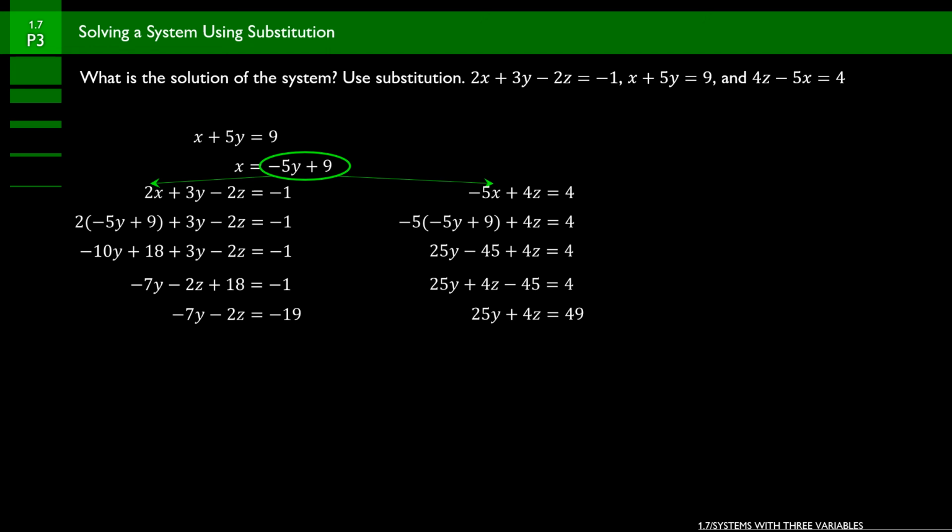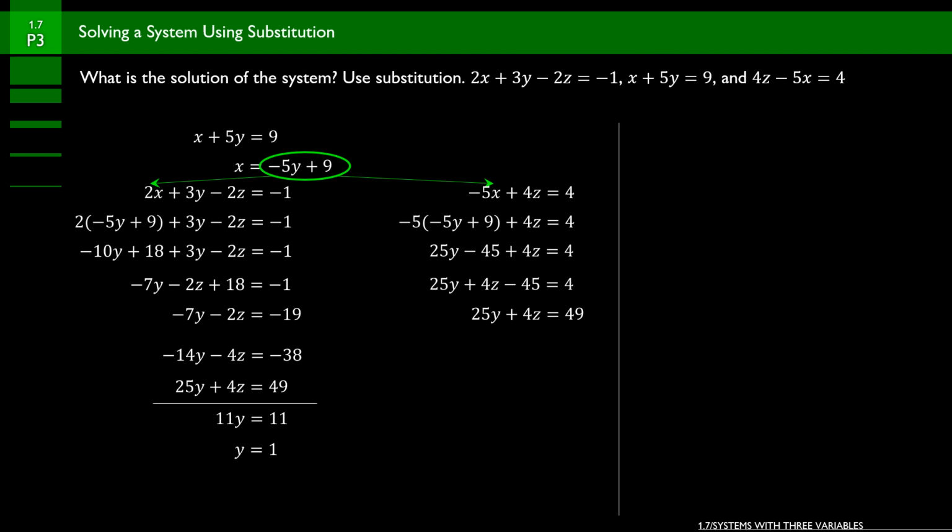We can then take those two equations, two variables and two equations, stack them for elimination. So I'm going to multiply the top equation through by 2. This is going to give me negative 14y minus 4z equals negative 38. So those z's are going to eliminate, and you'll be left with 11y equals 11, which means that y equals 1. We can then take that y equals 1 and plug it back into any of our equations.